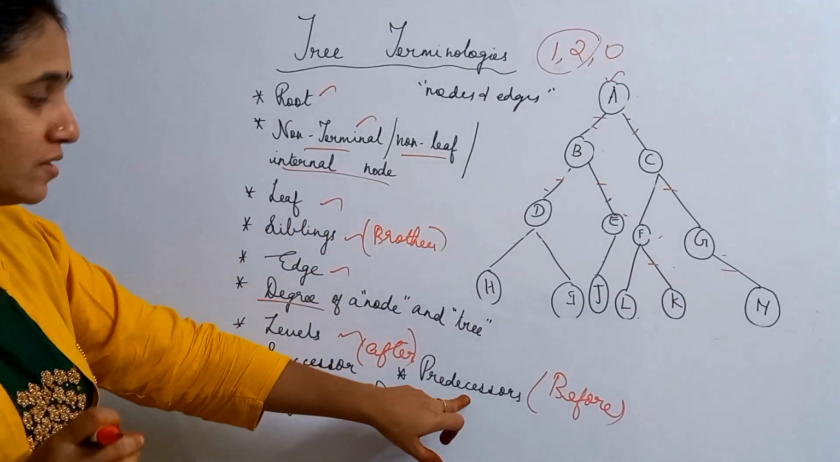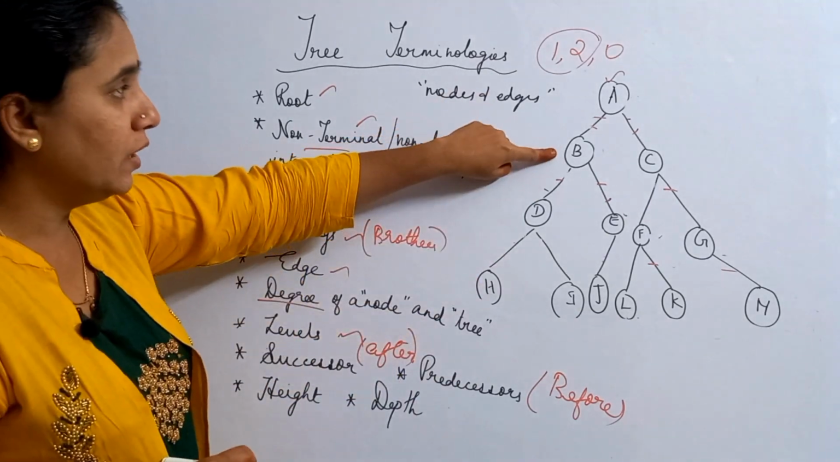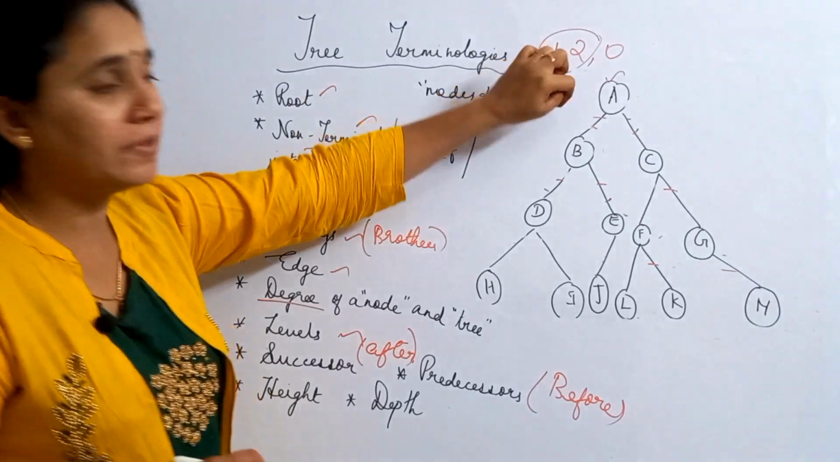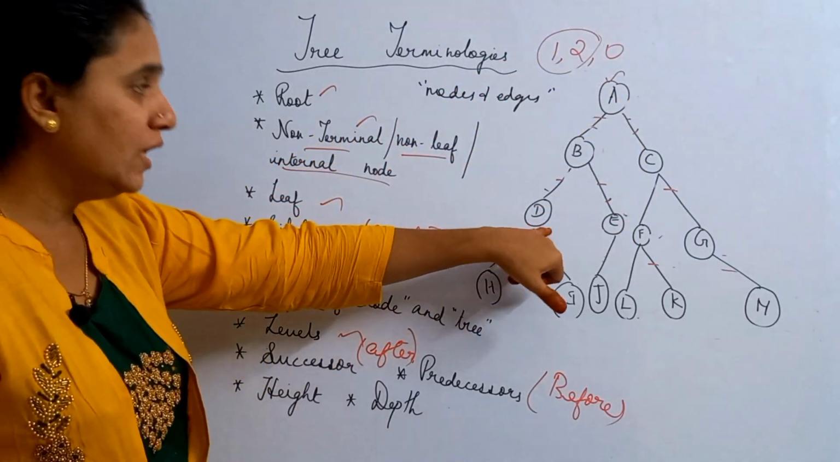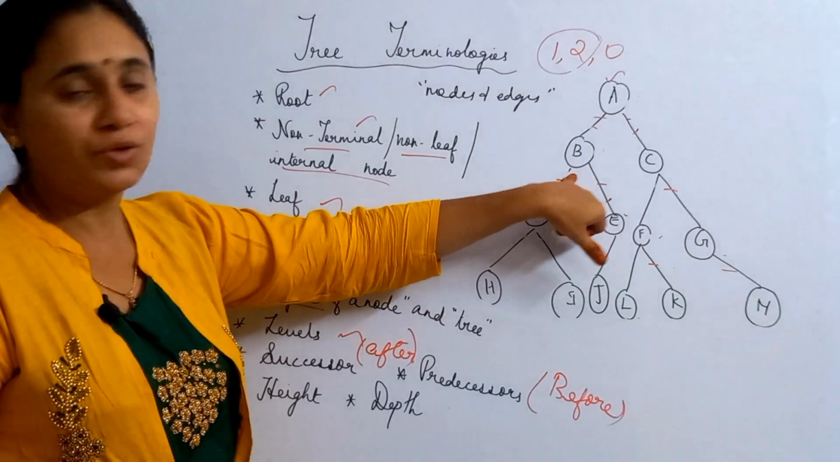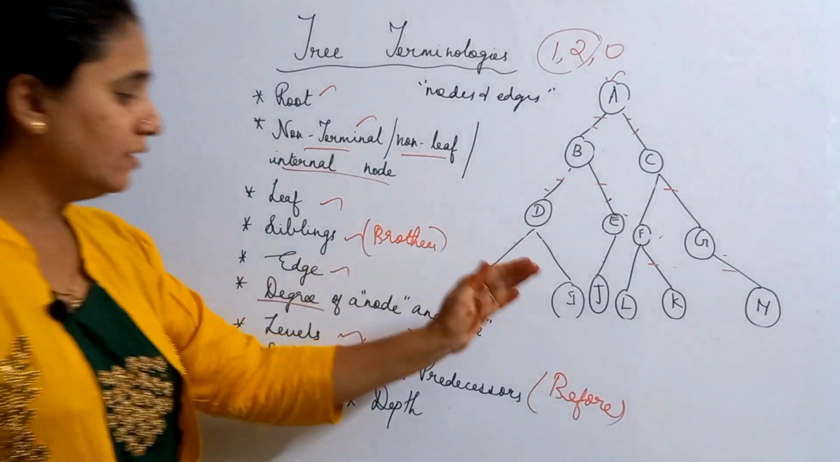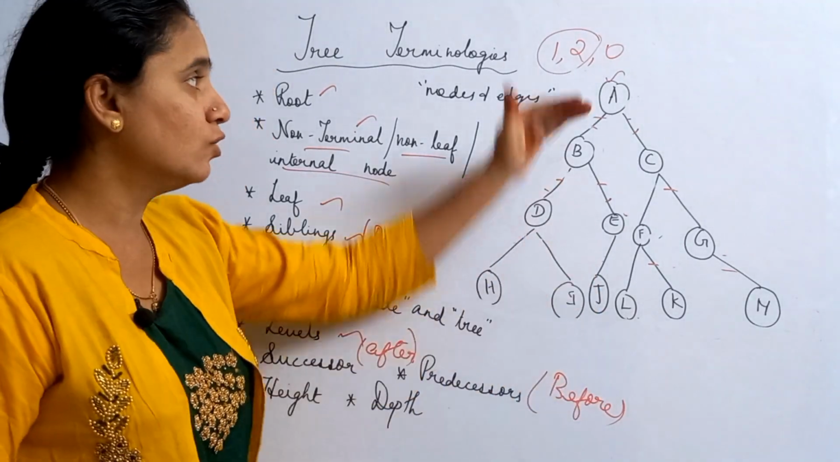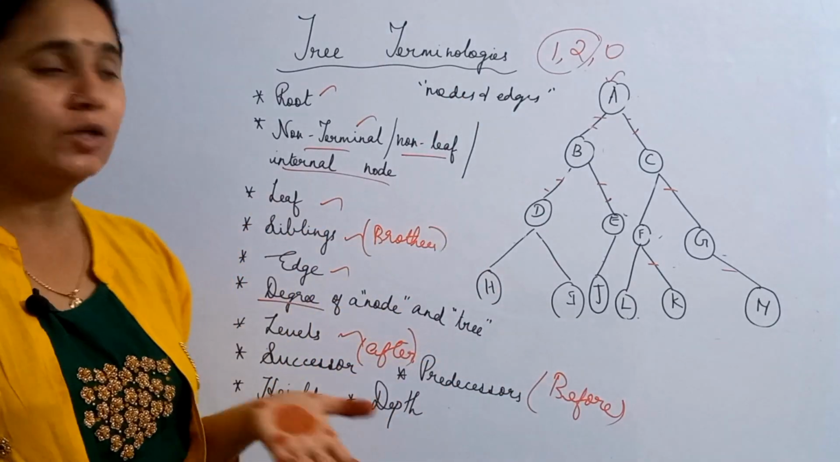Then what is called a predecessor? Before the node. So for B, what is the predecessor? A is my predecessor. For C, what is the predecessor? A is my predecessor. For D, B I can tell. Then for E, B I can tell. Can you understand? So like this, you must calculate the successor of the node A and the predecessor of any node that they are asking you in the question.